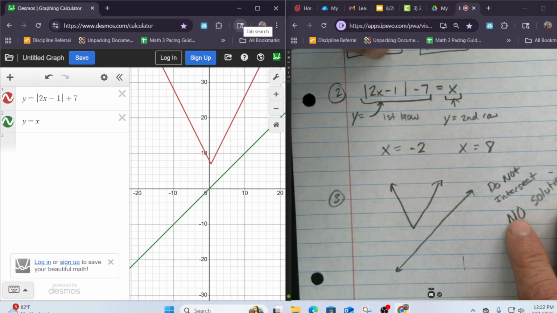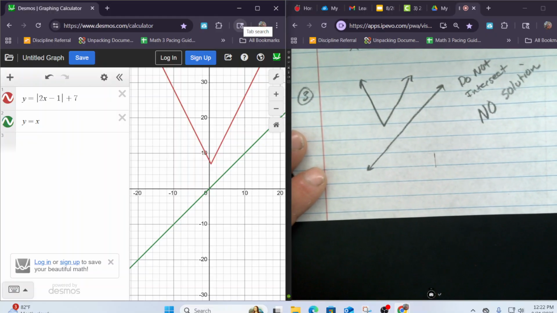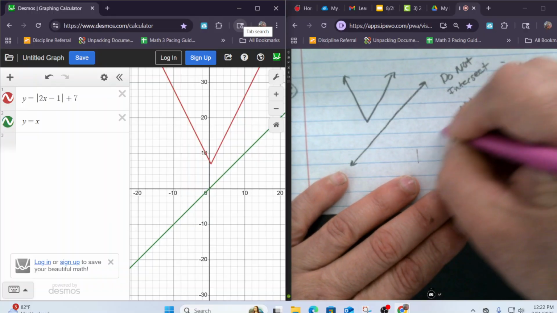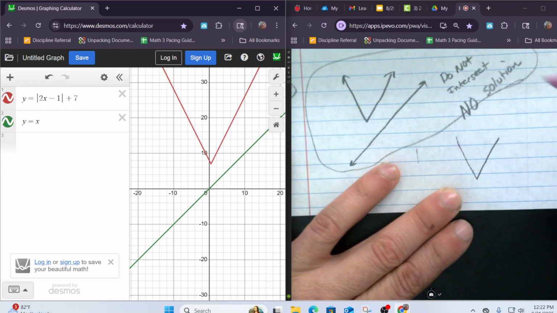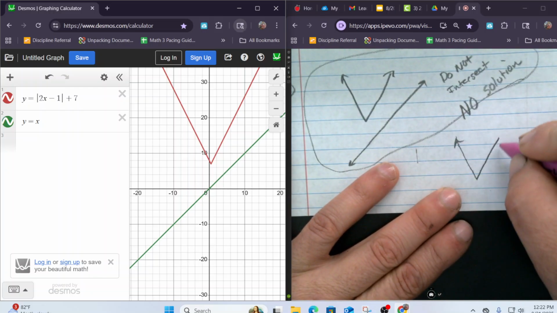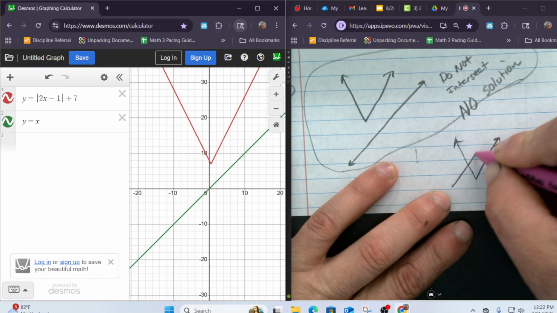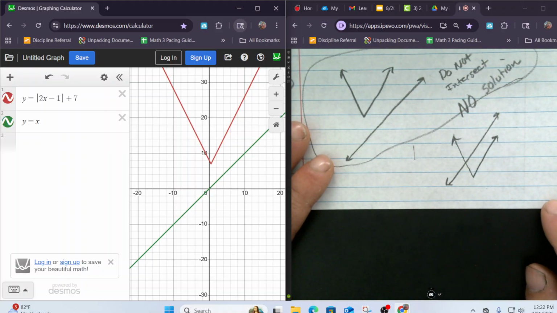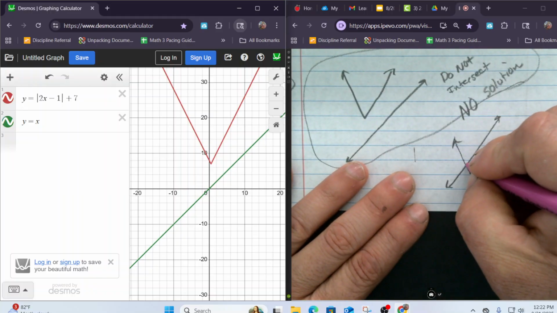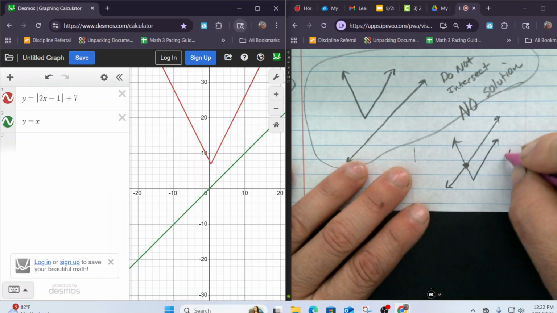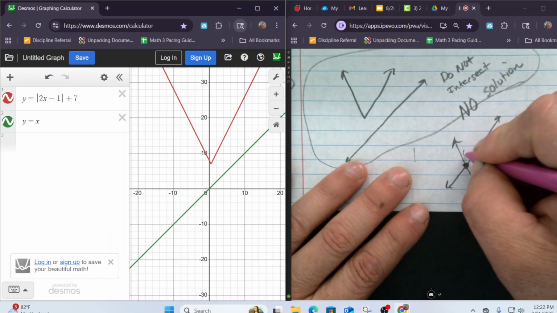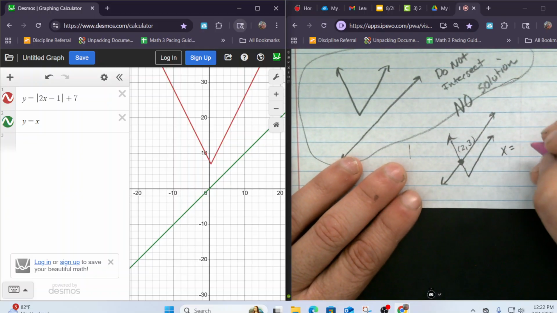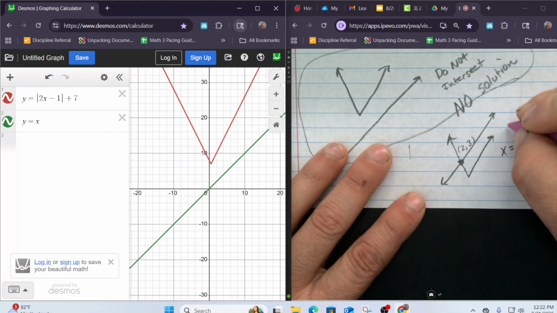Guys, Eddie's got one like this, and that's perfectly fine. If you have one like this, how many times do they cross? Once, right? So what that means is, say if that coordinate there is 2, 3, you would only have one solution at x equals 2.